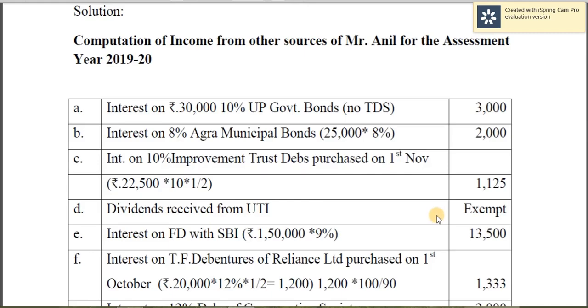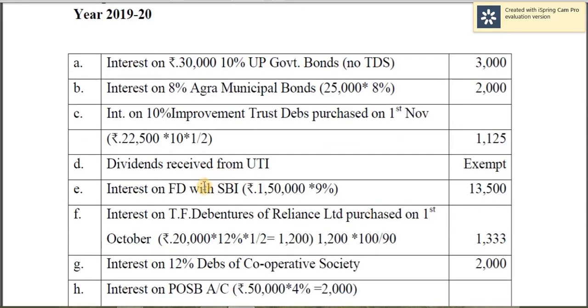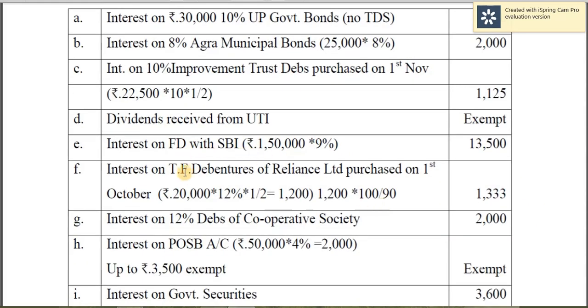Dividend received from UTI exempt. Interest on FD with the SBI. The rate is given, straight away apply it, so 13,500. And then interest on tax-free debentures of Reliance Limited, purchased on 1st October. Therefore, rate is given, apply the rate. It is tax-free, so apply the rate and reduce it for half year, so you get 1,200.